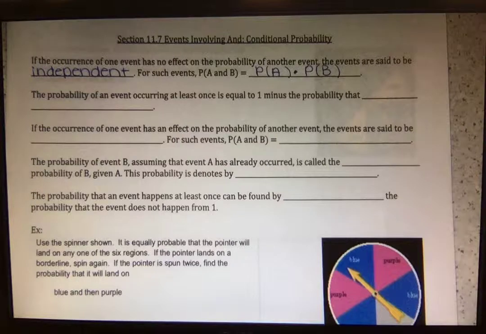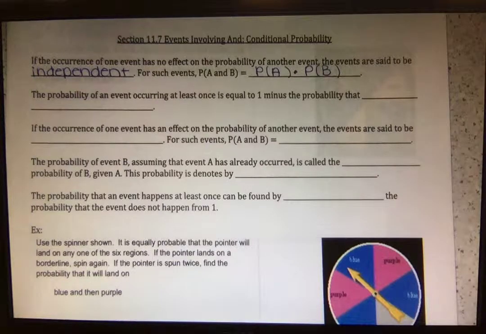So, for example, if you had a die that you were going to roll and you had the cards to pick, so that's usually what they bring us. If you roll a die, it's going to have no effect on what card you choose. So these are totally independent. So you do the probability of the first one times the probability of the second one.